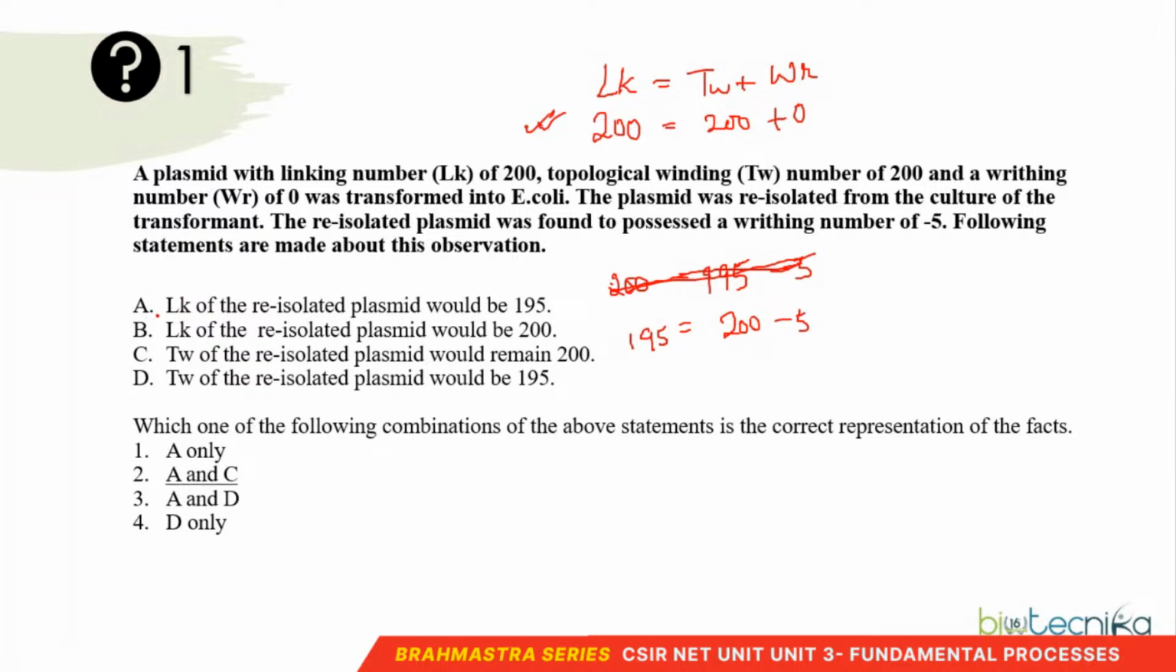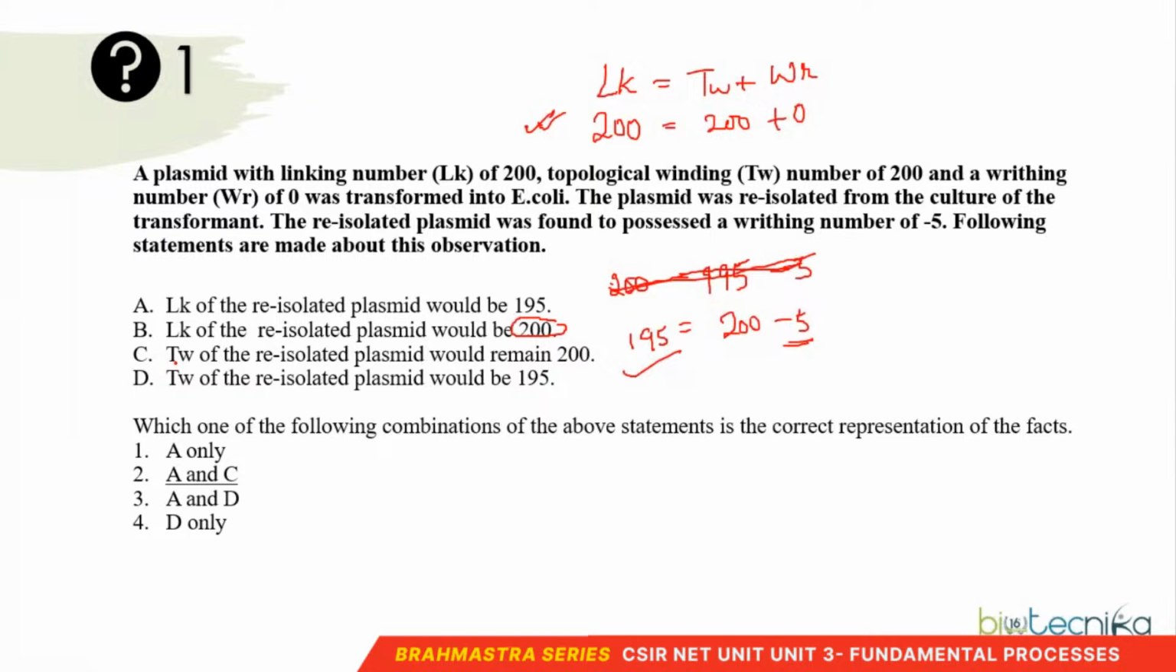So what is the first statement? Linking number of the re-isolated plasmid would be 195, which is justified. Yes, it is true. Linking number of the re-isolated plasmid would be 200. No, it is not correct, because your writhing number is changing. So if I balance this equation, then if my writhing number has become -5, then my twist 200 minus 5, linking number will become 195. Okay.